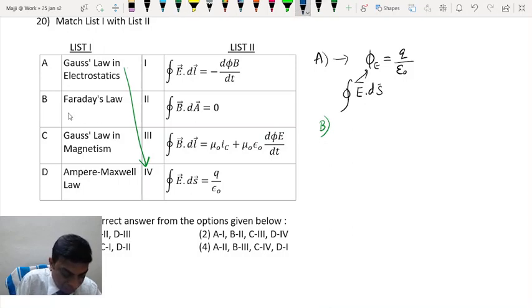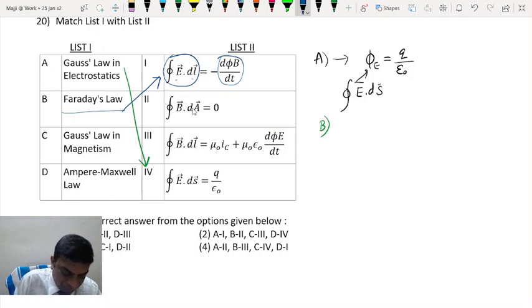So Faraday's law. Now Faraday's law states that the induced EMF is what? The line integral of vector E dot dl, that is electric field dot dl, is the induced EMF, which is equal to the negative of the rate of change of magnetic flux. So this is Faraday's second law.